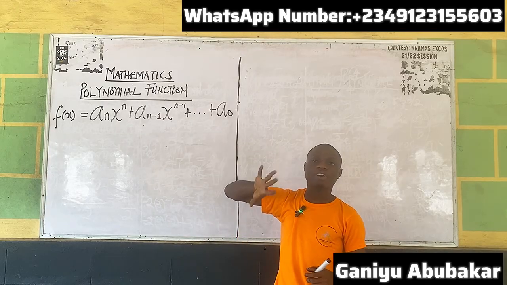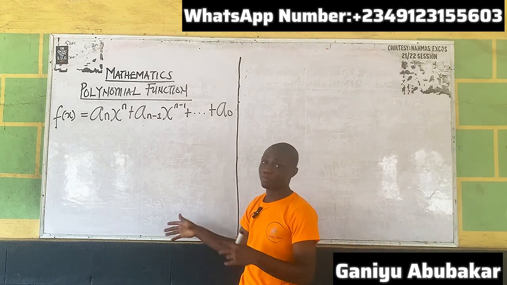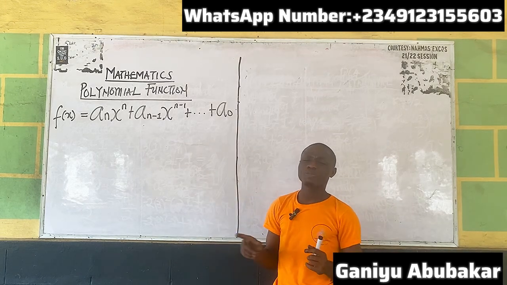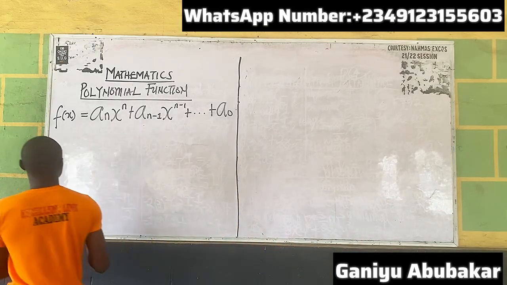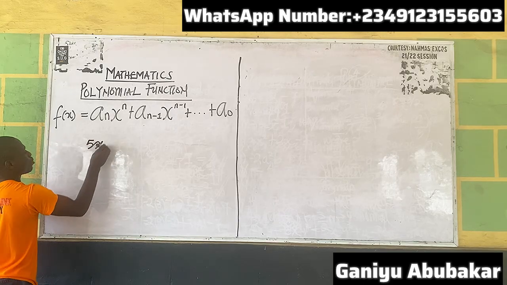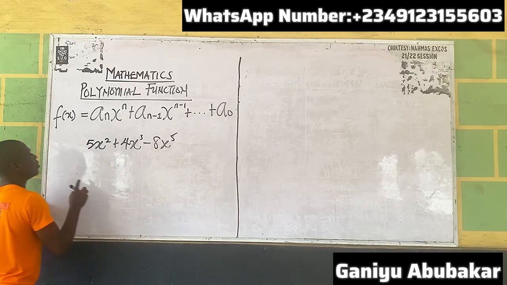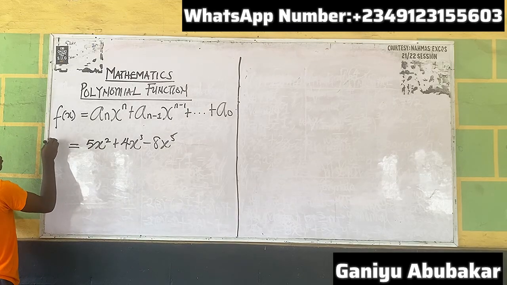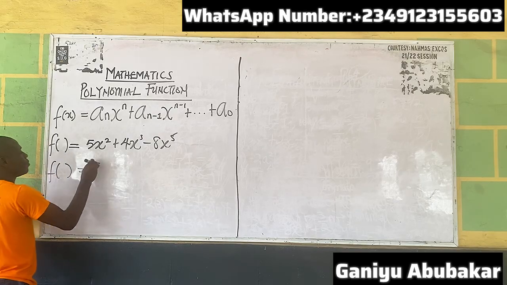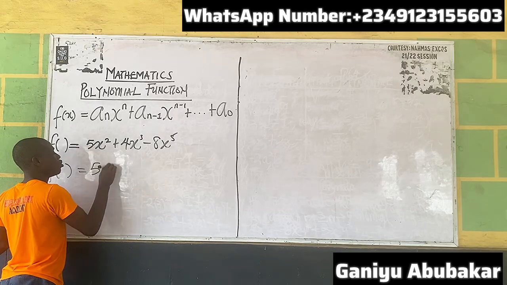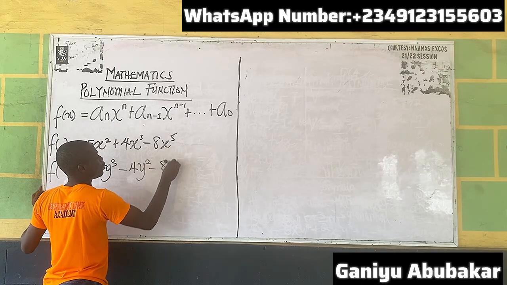So to stop grammar and get a concept here, let's take an example to understand what this concept means. In this idea, I won't just be giving you a polynomial just like that. If I'm having 5x squared plus 4x cubed minus 8x to the power 5, what will be the function in this case? I have 5y cubed minus 4y squared minus 8y.